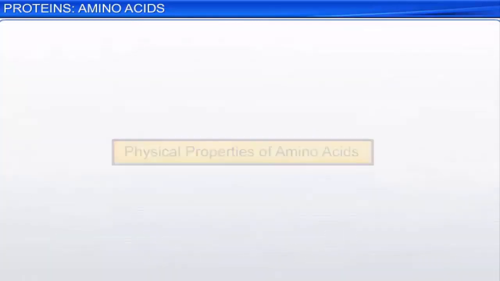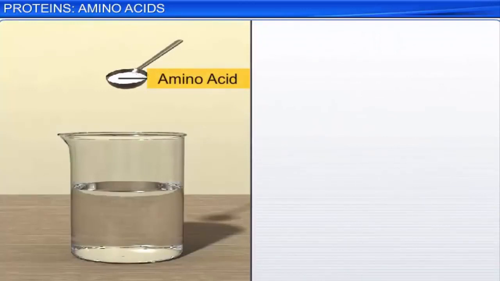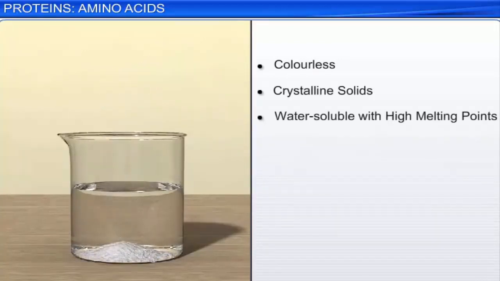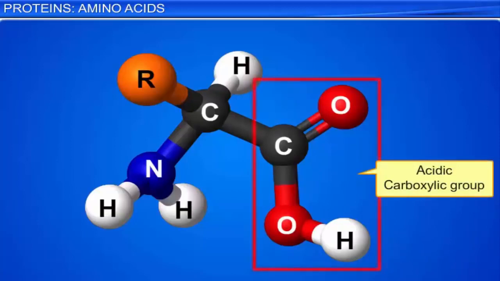In general, amino acids in their pure states are colorless, crystalline solids. They are water-soluble with high melting points. Most amino acids behave like salts rather than like simple amines or simple carboxylic acids. Their behavior like salts is attributed to the presence of both the acidic carboxylic group and basic amino group in the same molecule.